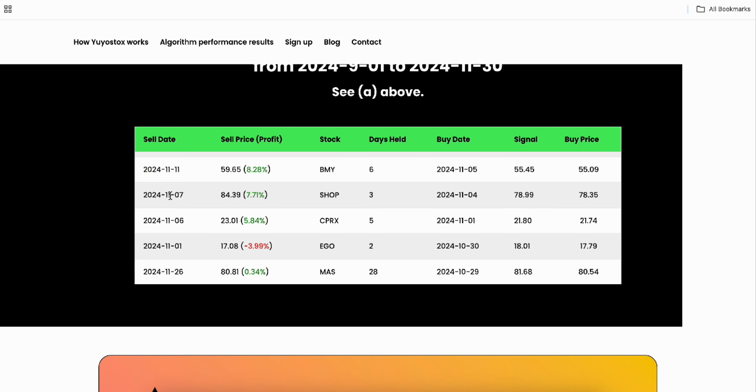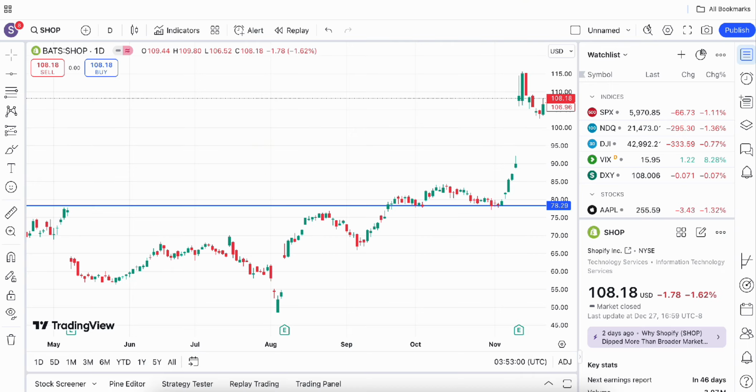And I think they sell at 84.39. So somewhere here. Well, somewhere here, they could have taken advantage of this line as well. But that would have gone into the earnings, which probably they wanted to avoid. But I have no way of knowing. But it is very clear that they are trying to use support resistance to make their trades.